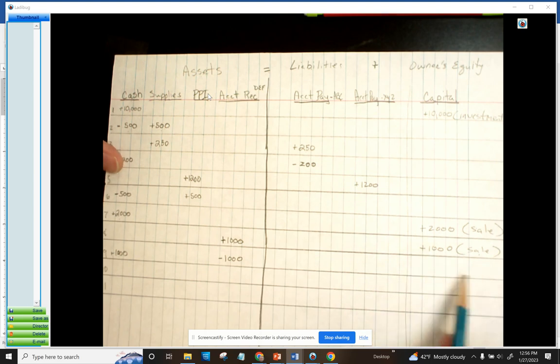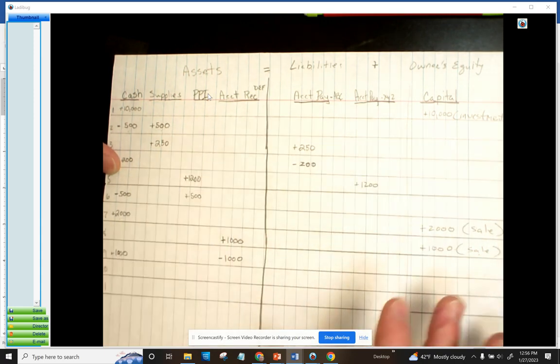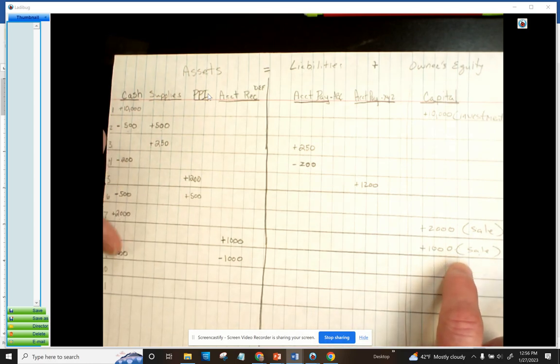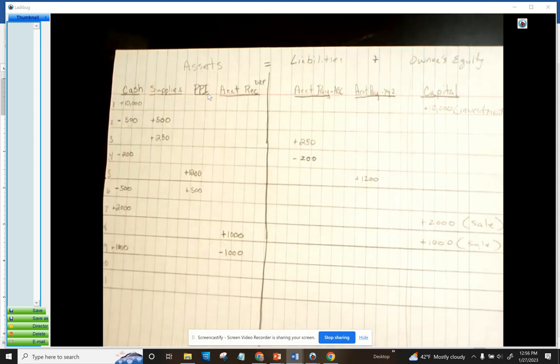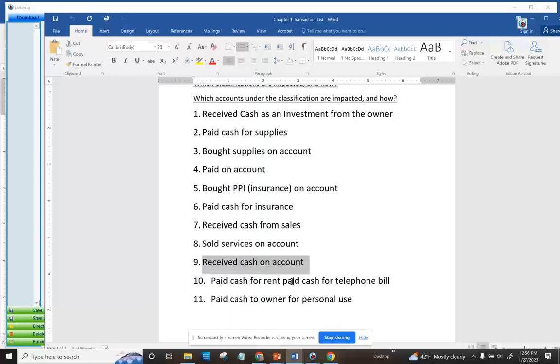Notice we didn't count the revenue over here because we counted it at the time of the sale when they bought it on account. If we threw $1,000 over here, it would make the whole entire thing not equal assets and liabilities plus owner's equity. And the transaction itself would be 2 plus 1,000 and only 1 minus 1,000. And that doesn't equal anything.